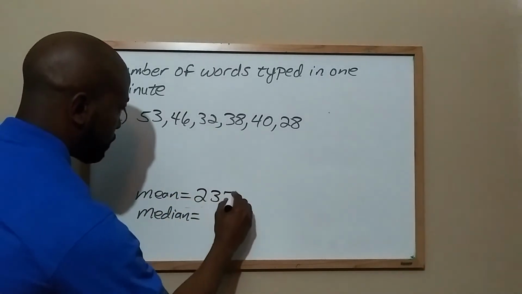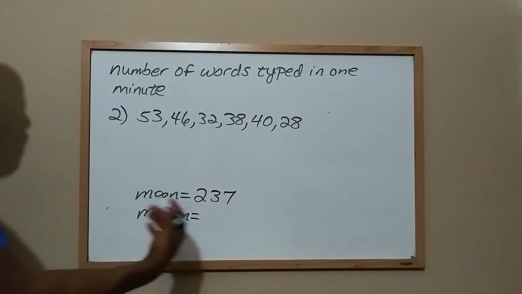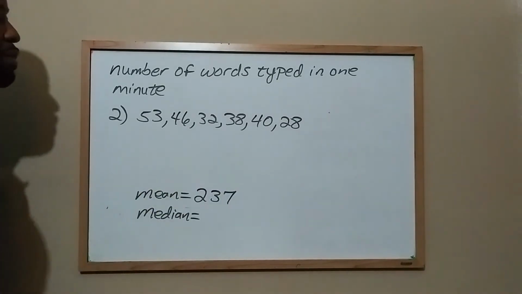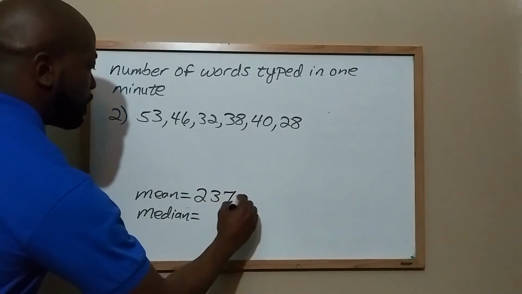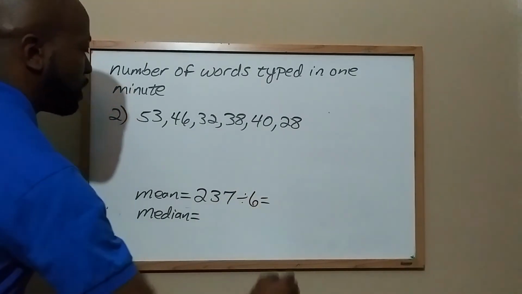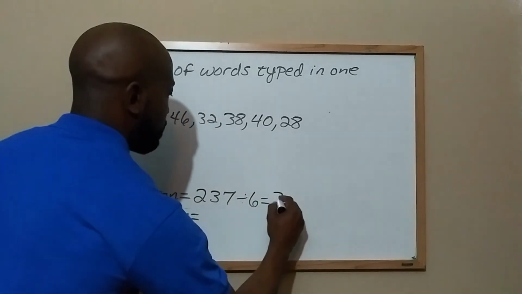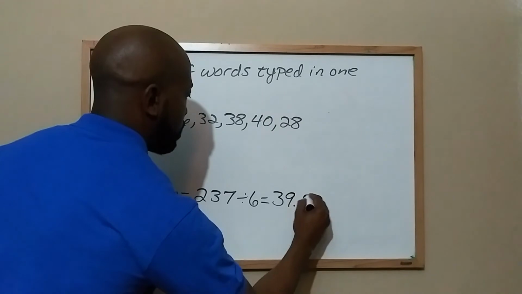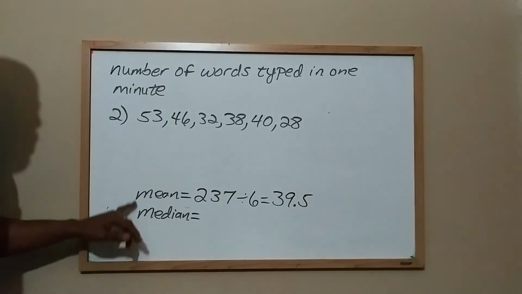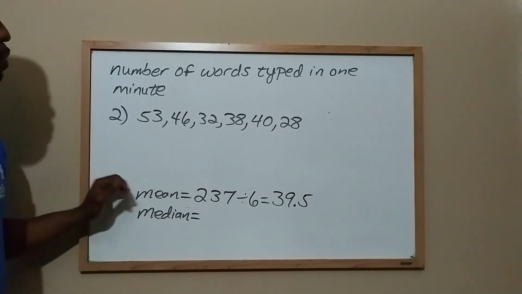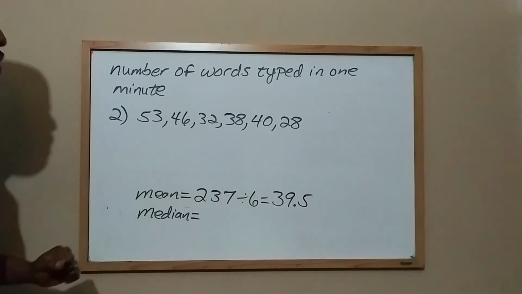237. All right, so 237 is my total when I add them up. Now I need to divide by the total amount of numbers I just added, and we just counted 1, 2, 3, 4, 5, 6. So I'm going to do 237 divided by 6, and that gives me an average of 39.5. So the average number of words typed in 1 minute for this list of numbers is 39.5.